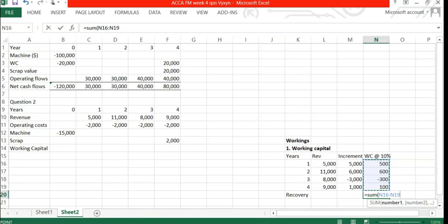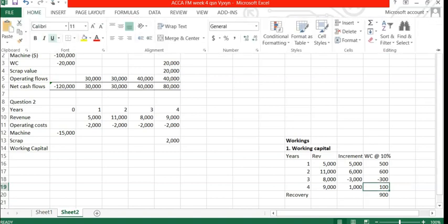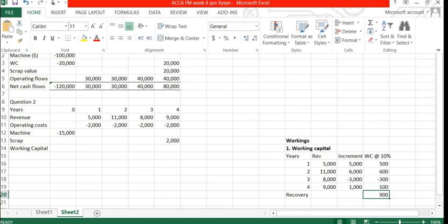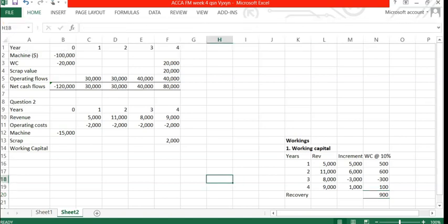So the ultimate recovery is 900. So let us now take these figures to our computations. Right, so allow me to do this formatting. It's important. Now we take the figures to our workings, and I said working capital, you can tell the examiner that this is in working 1 so that they see.